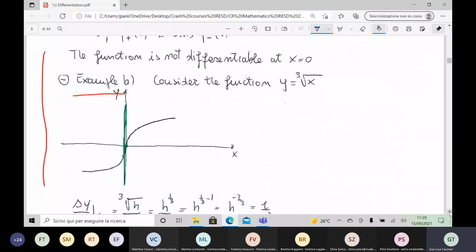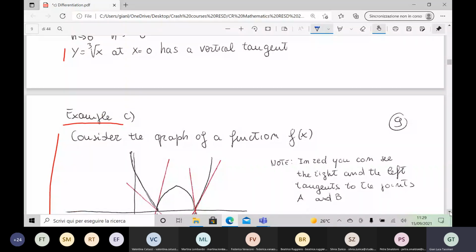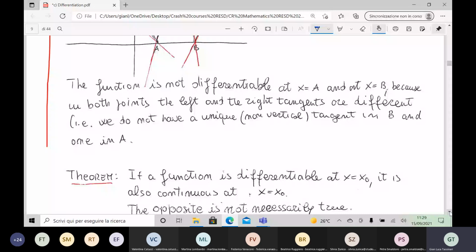Guys, I show a couple of examples before going on, but not everything. Observation.